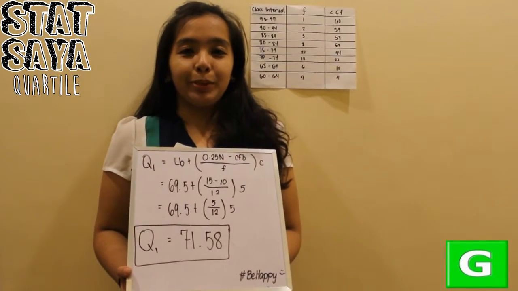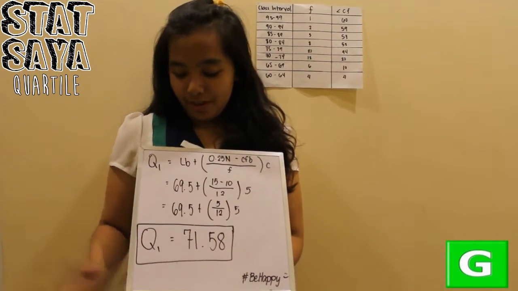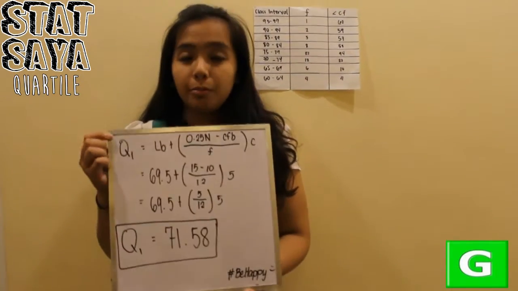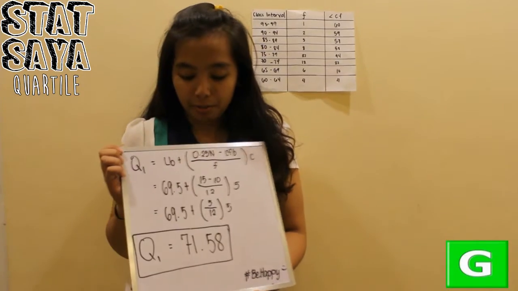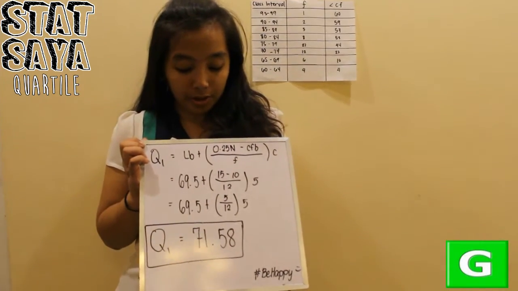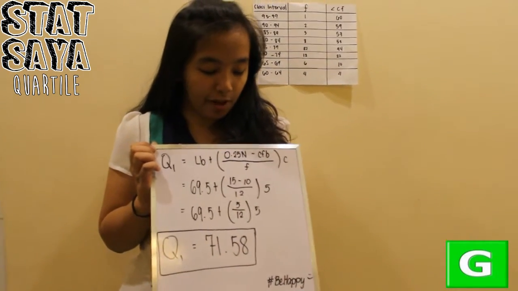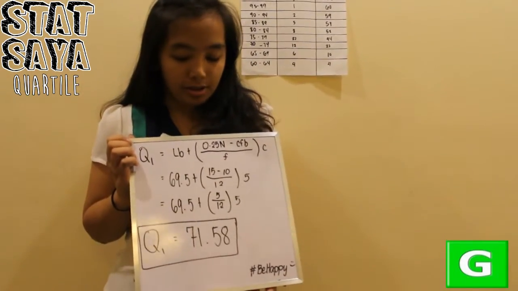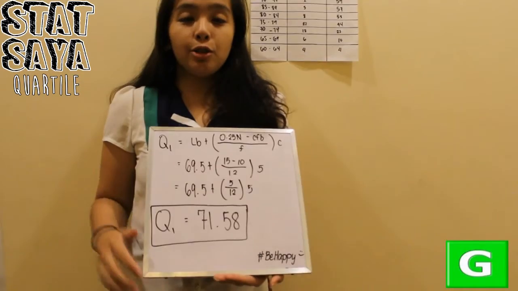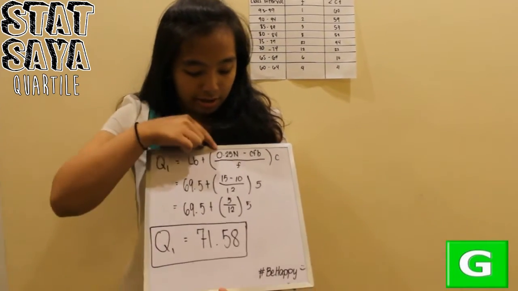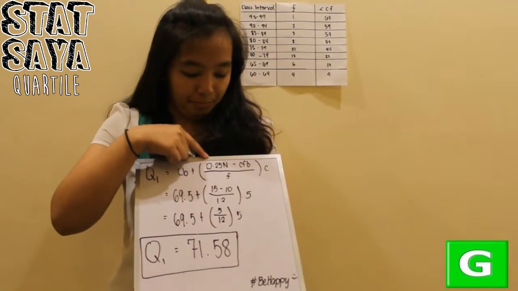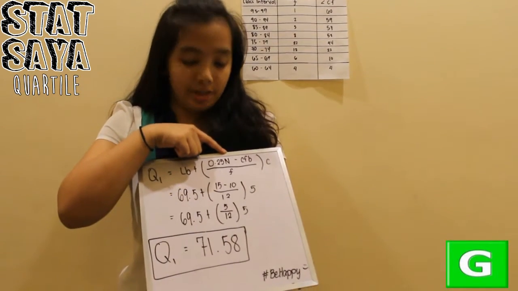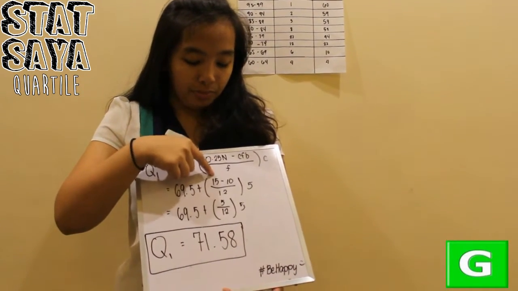Here is an example for quartiles. Let's now compute for Q sub 1. Q sub 1 is equal to LB plus quantity 0.25n minus CFB over f times c. The first thing you need to find is 0.25 times n. 0.25 times n, which is 60, is equal to 15.